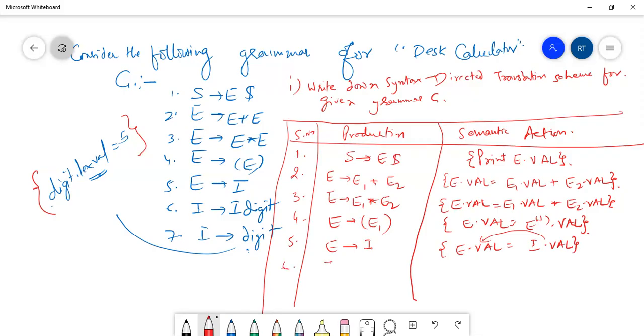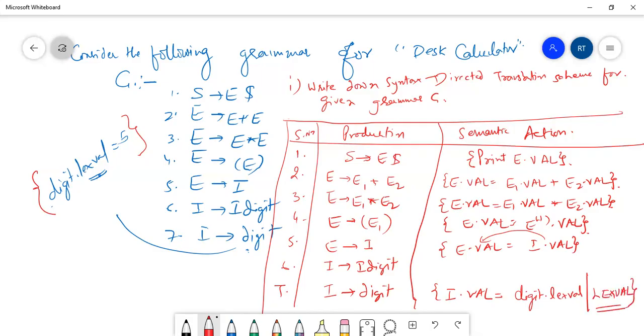Sixth is I tends to I digit. I am leaving the sixth; I urge you to solve it. The seventh I will do for you. I tends to digit. The corresponding semantic action is I dot val equals digit dot lex val, or I can simply write it as lex val for simplicity.